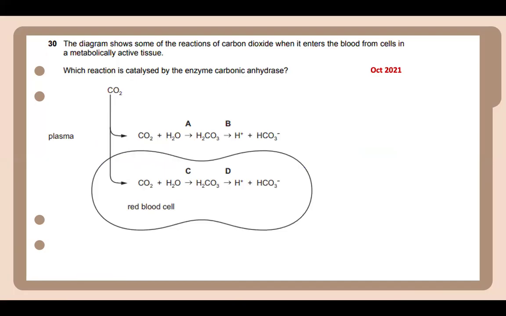The diagram shows some of the reactions of carbon dioxide when it enters the blood from cells in a metabolically active tissue, which reactions is catalyzed by the enzyme carbonic anhydrase. This is also a repeated question and occurs in October 2021. The answer will be C.